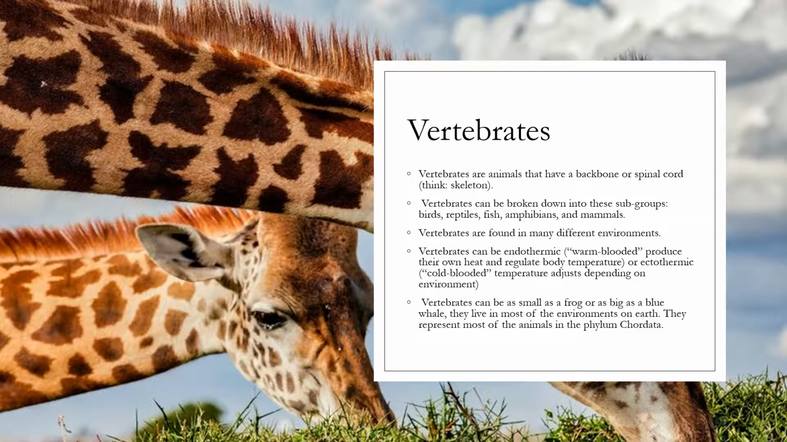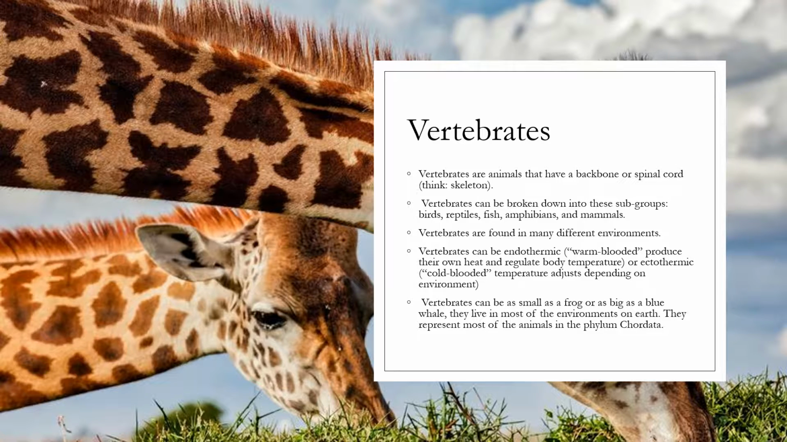Vertebrates. Vertebrates are animals that have a backbone. Think a skeleton. Vertebrates can be broken down into these subgroups: birds, reptiles, fish, amphibians, and mammals. Vertebrates are found in many different environments.